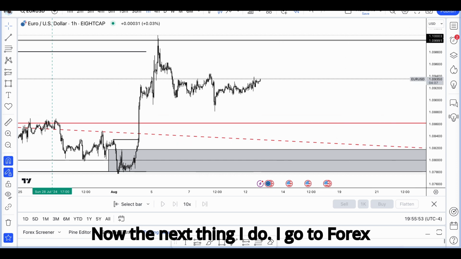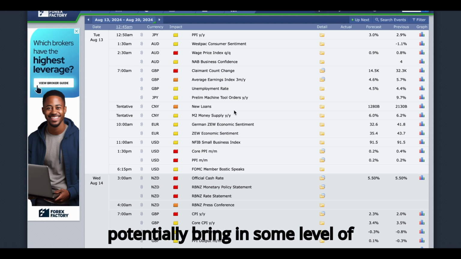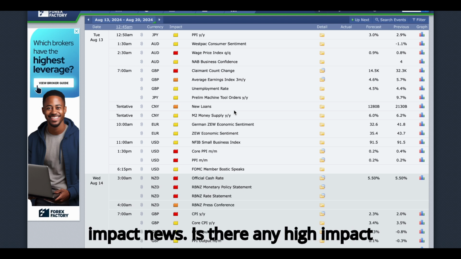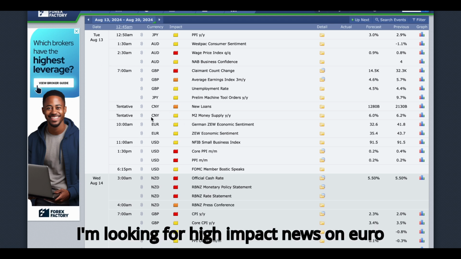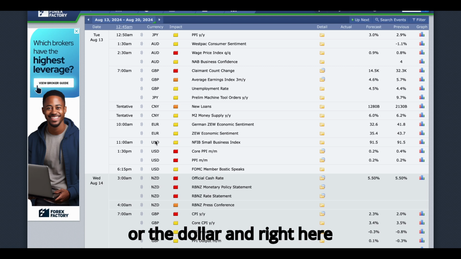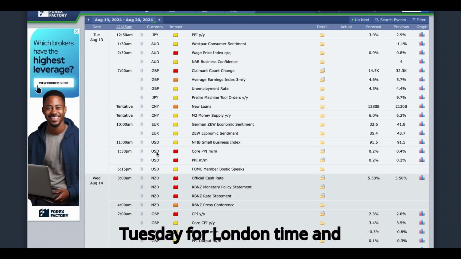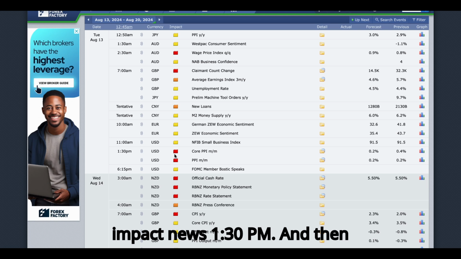Now, the next thing I do, I go to the Forex Factory and I'm looking at what could potentially bring in some level of volatility into the marketplace. High impact news. Is there any high impact news from Tuesday to Friday? On Tuesday, I'm looking for high impact news on euro or the dollar. And right here, today is Tuesday, it's really early for Tuesday for London time. And as you can see right here, we'll have a high impact news at 1:30 p.m.